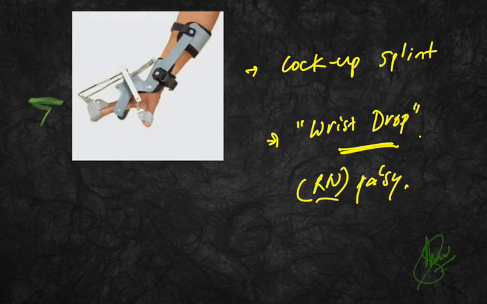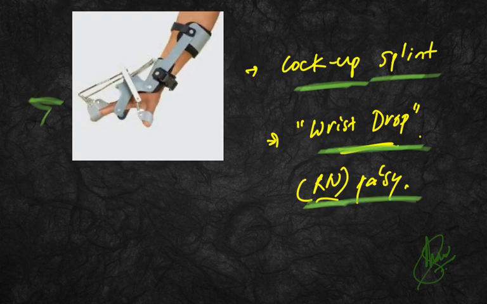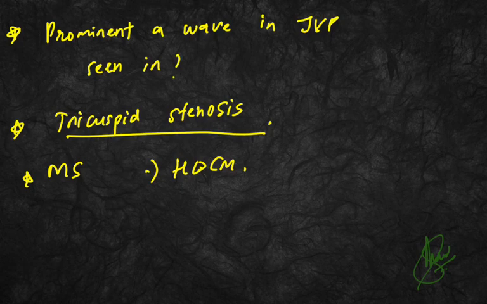So this image was asked. What is this image? This is cock up splint, which is used for wrist drop, and wrist drop is due to radial nerve palsy. So this was an easy question asked. Now, prominent A wave is seen in JVP in which of the following conditions: tricuspid stenosis, mitral stenosis, or HOCM. So it is seen in tricuspid stenosis.